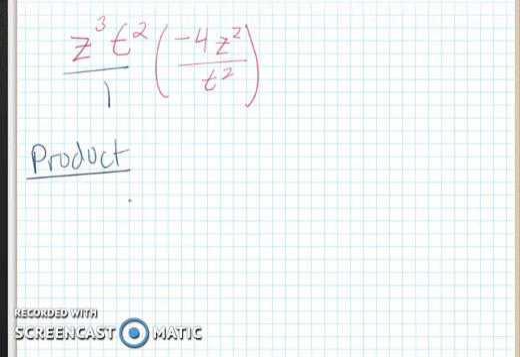Okay, let's talk about the product rule first. When multiplying, my exponents are going to add. So z to the third and z squared is going to become z to the add, not multiply. There you go, made my first mistake. Z to the 5th power.